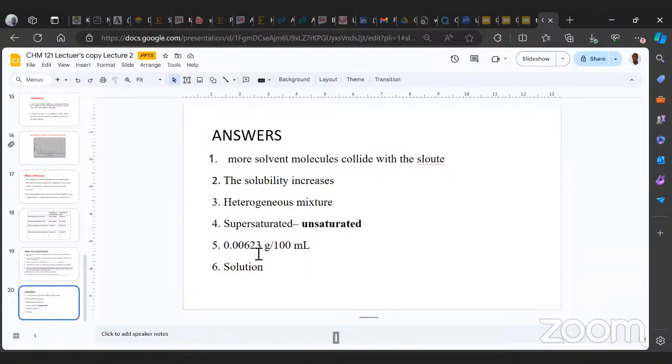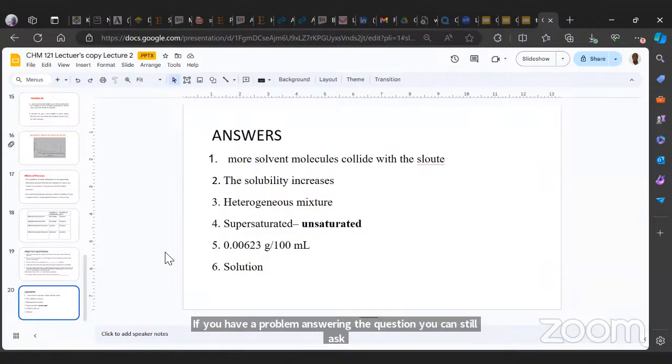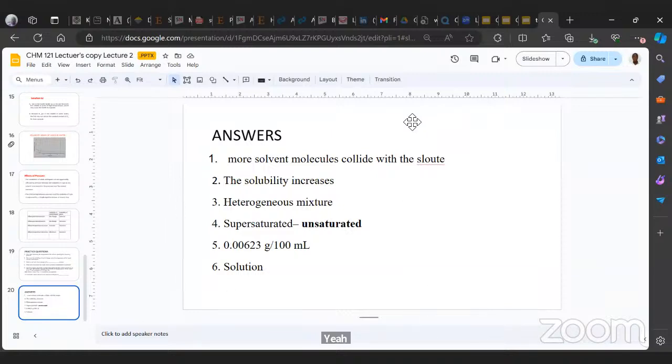So that calculation, by the time you do it right, this is the answer you get. Take note of the answer so you can solve it, and you might start from there in our next class. Take note of the answer, 0.00623 gram per 100 ml. If you have a problem answering the question, you can still ask me or the next lecturer if I'm not the one taking it.